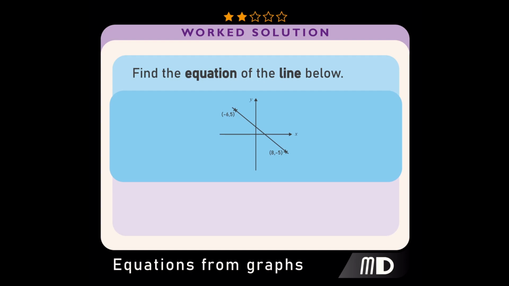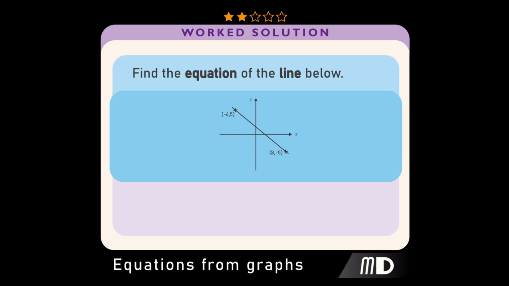Now, in this video, I'm going to answer the following question. Find the equation of the line below. So I'm given a pair of axes, x and y. On those axes is a straight line. On that straight line are 2 points marked with the coordinates -6, 5, and 8, -5.